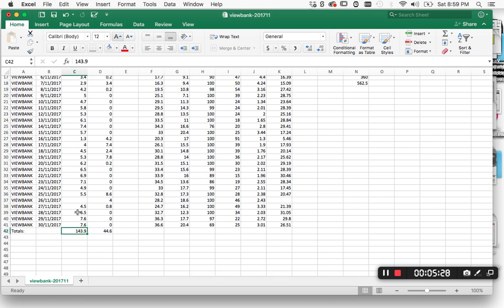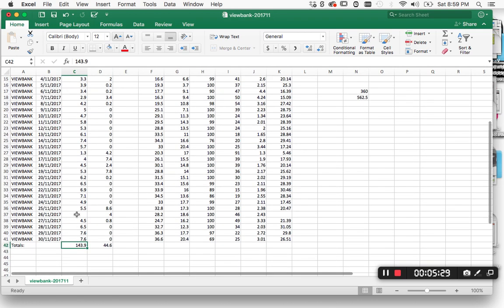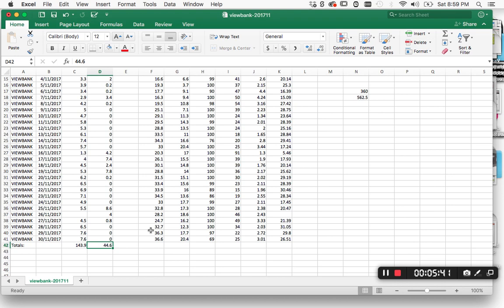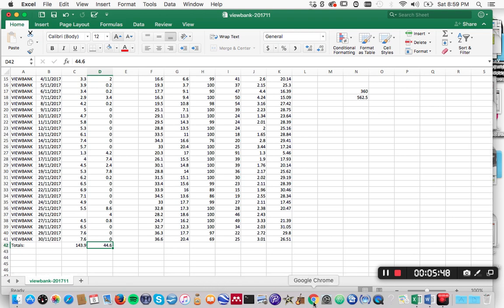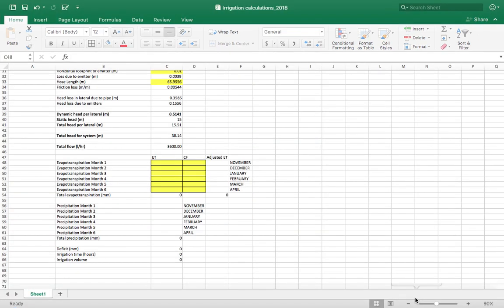So this pasture, metre by metre squared, used 143.9 mils of soil water for evapotranspiration, transpiration and evaporation. It only got 44.6 mils of rain. So that system would have lost 100 mil of effective soil water during that period. So it was pretty dry. So let's use those numbers and tap them in.